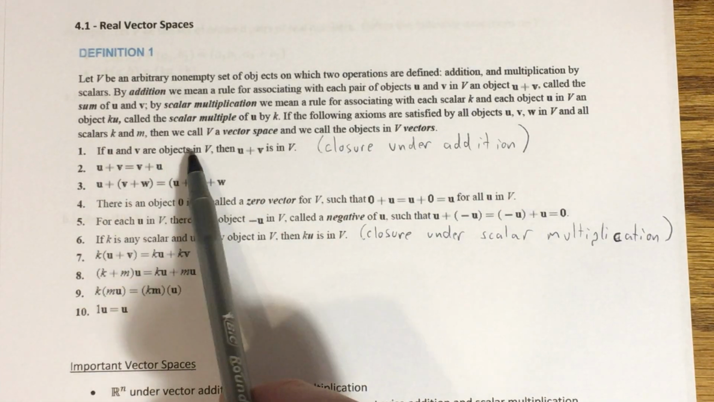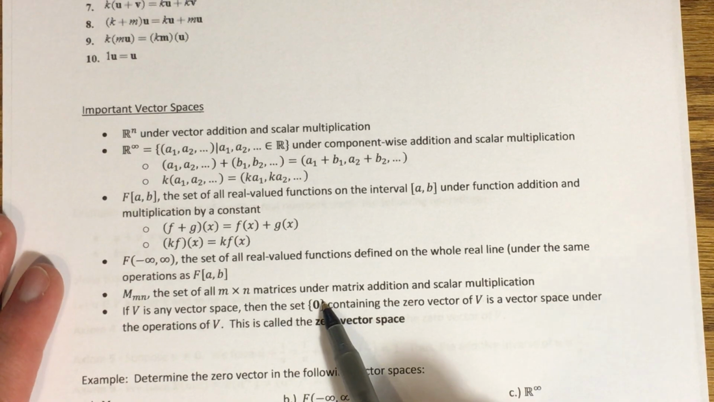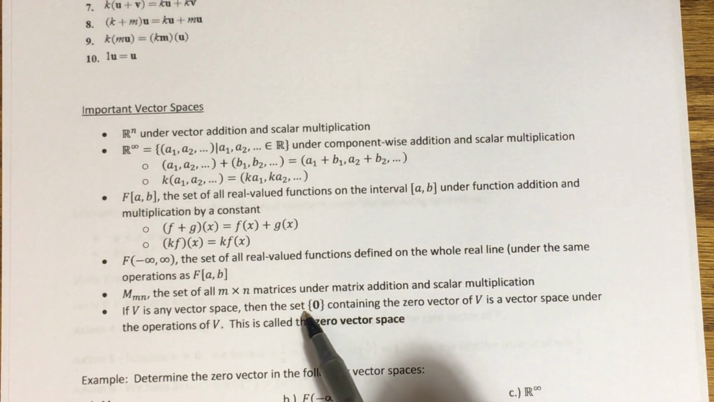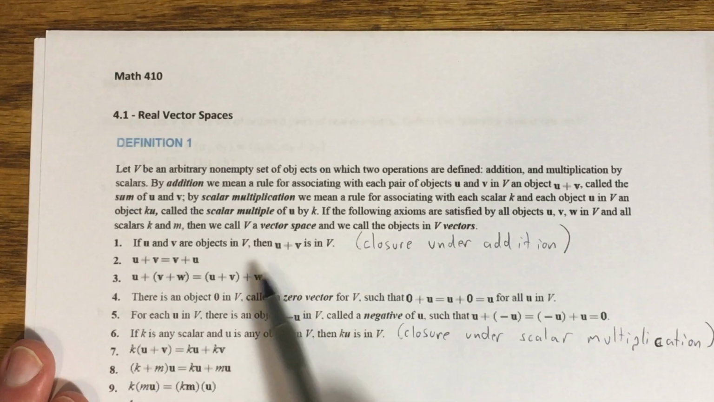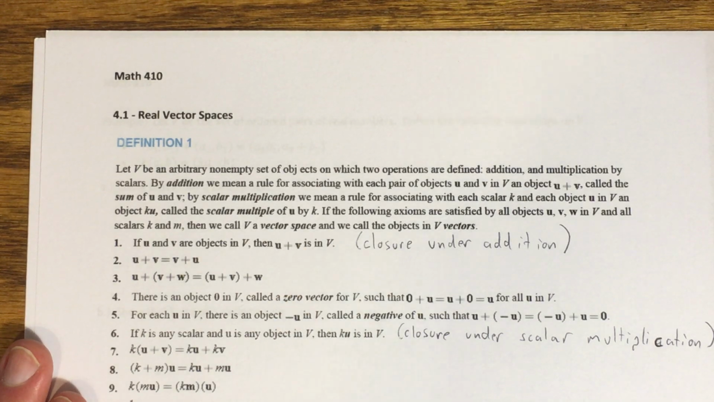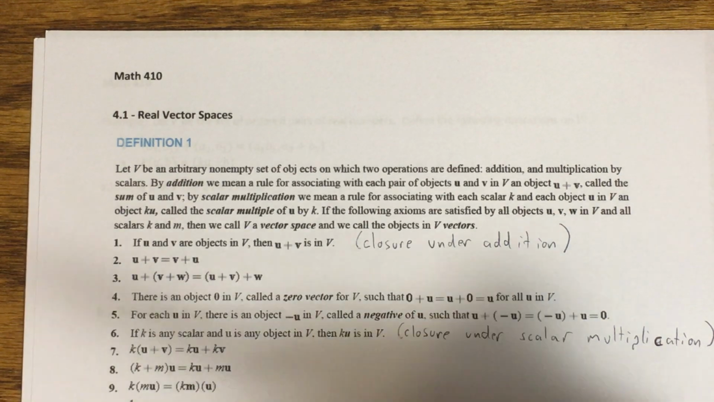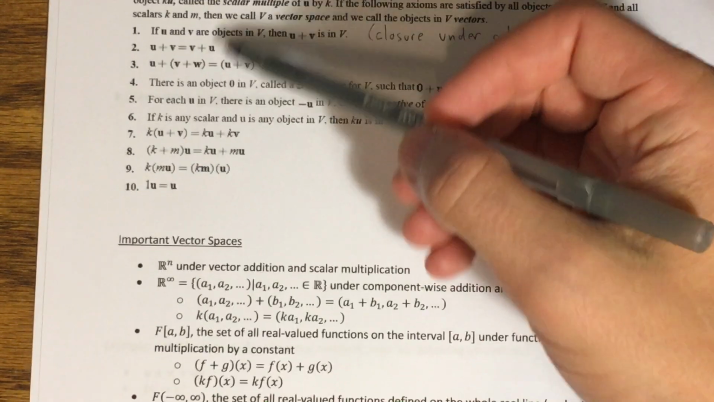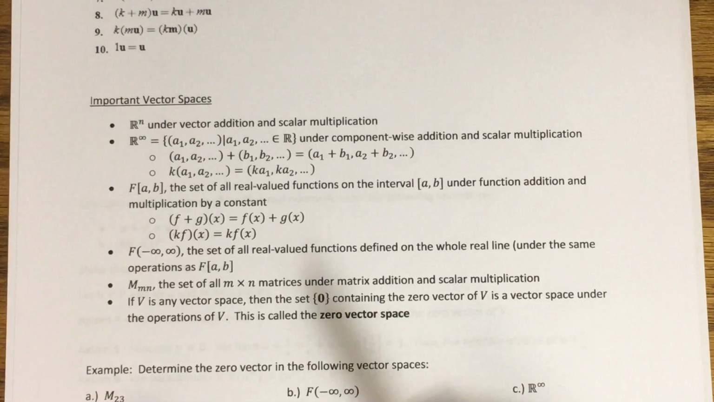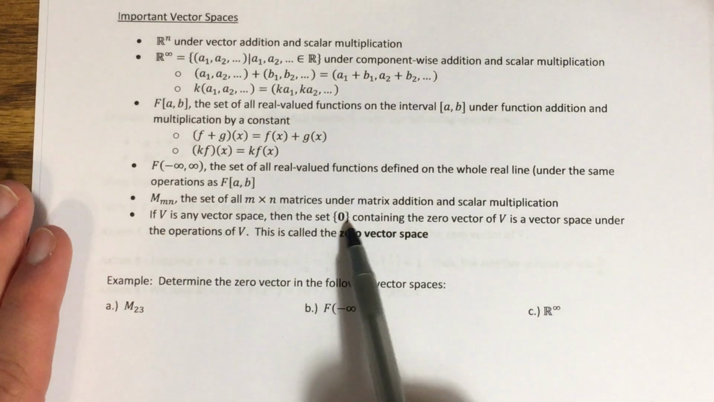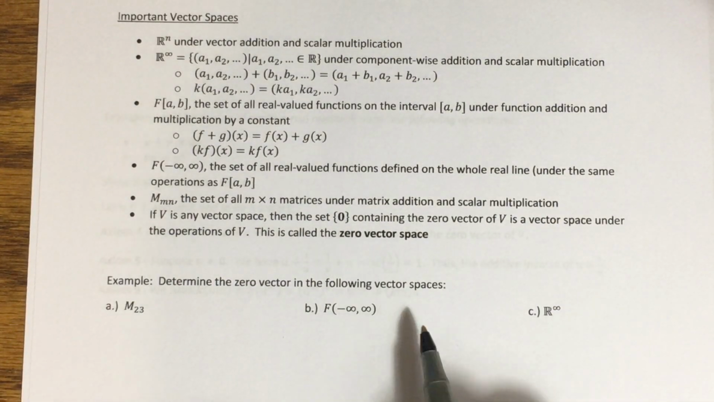Well, if u and v are any objects in that zero vector space, which means u and v would both have to be 0 since that's the only thing in there, is it true that 0 plus 0 is in that space? Well, yes, because 0 plus 0 is 0. So we still have that same object in there. You can similarly verify all of these. In some cases, we also call this the trivial vector space.